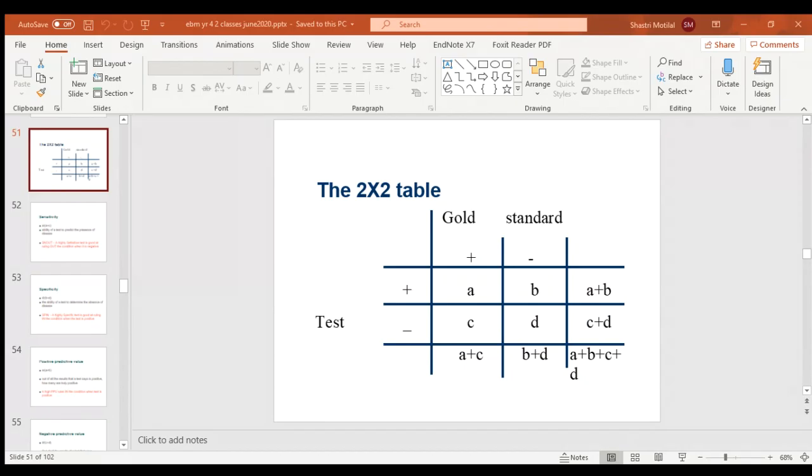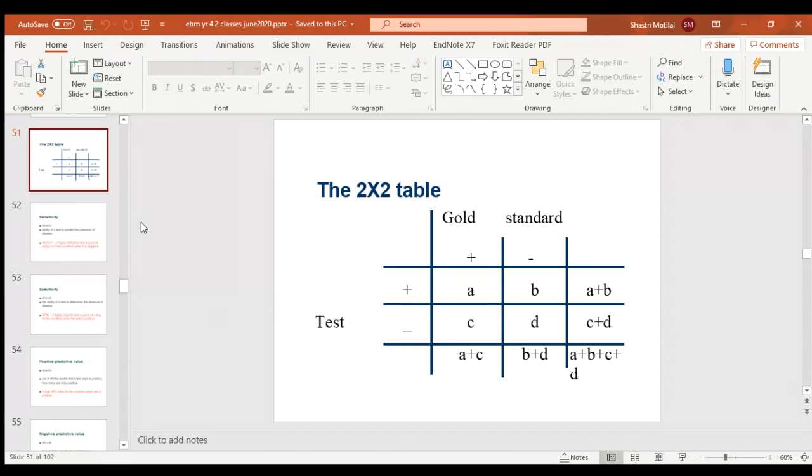It means C does not exist. Most correct. C is 0. So a test that's 100% sensitive has no false negatives. Make sense? So a test that's 100% sensitive has no false negatives.